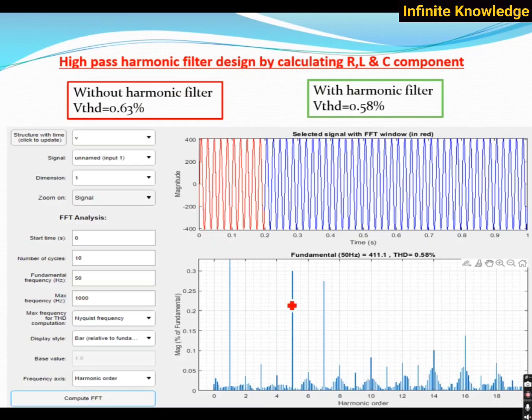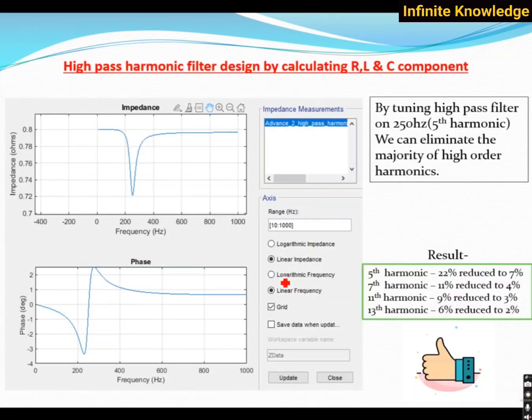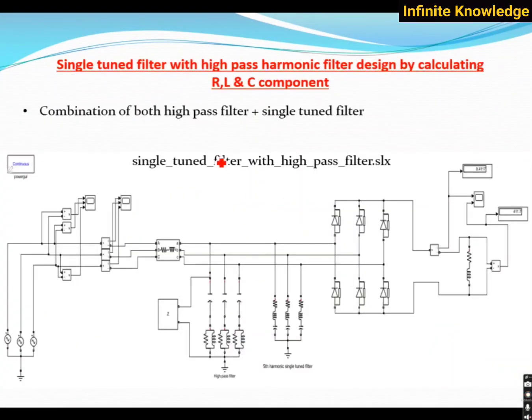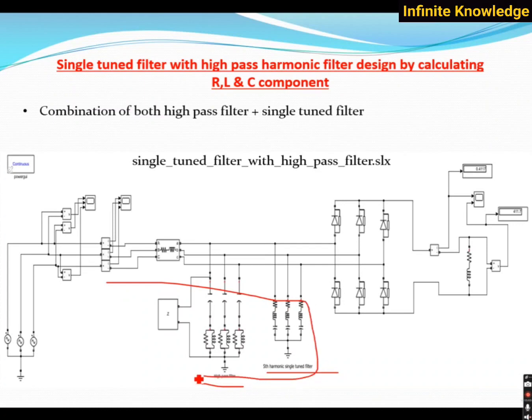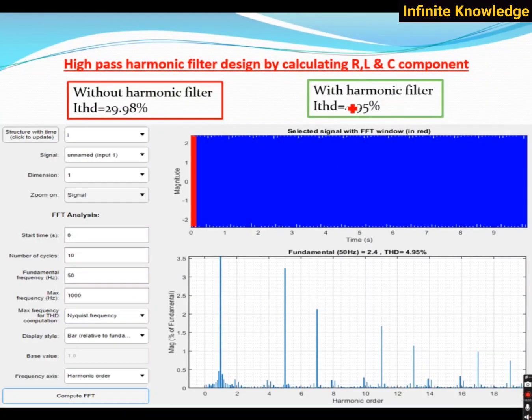So when you are actually designing the system, you are designing two different filters at a particular time. The high pass filter is a single tune filter. In this single tune filter, it's a fifth harmonic filter. So all the fifth harmonics are mitigated by this filter, and the remaining harmonics are mitigated by this high pass filter. So we can get an accurate result. You can see here, by combining these two, we can get harmonics of nearly 5%. It's under the range for current harmonics.